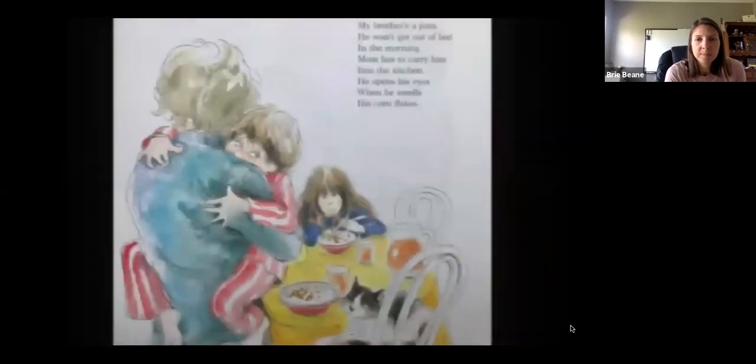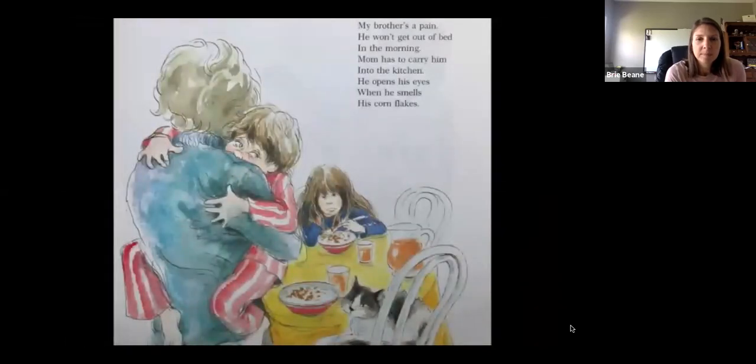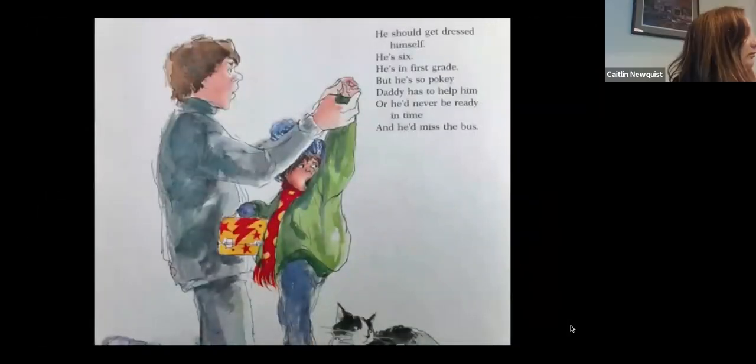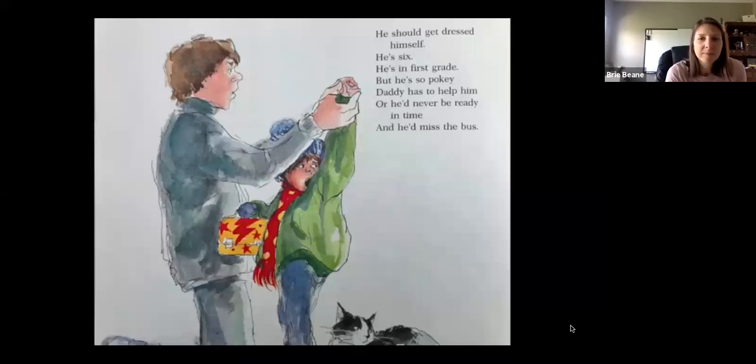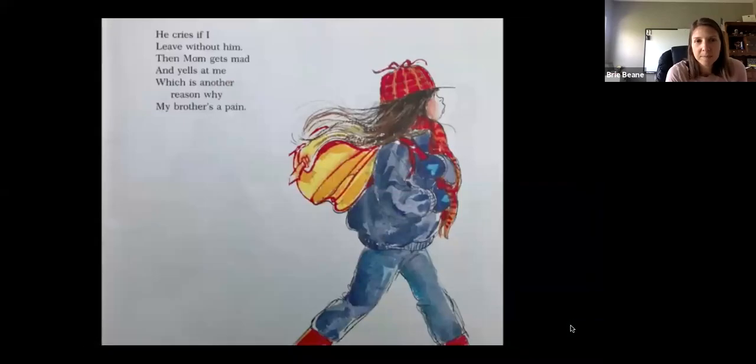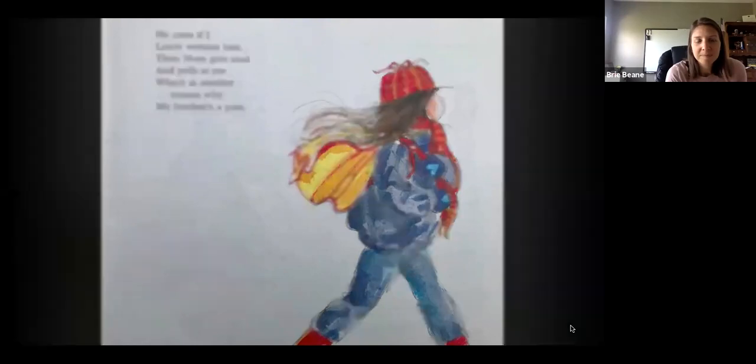My brother's a pain. He won't get out of bed in the morning. Mom has to carry him into the kitchen. He opens his eyes when he smells his cornflakes. He can get dressed himself. He's 6. He's in 1st grade too. But he's so pokey, Daddy has to help him, or he'd never be ready on time, and he'd miss the bus. He cries if I leave without him. Then Mom gets mad and yells at me, which is another reason why my brother's a pain.